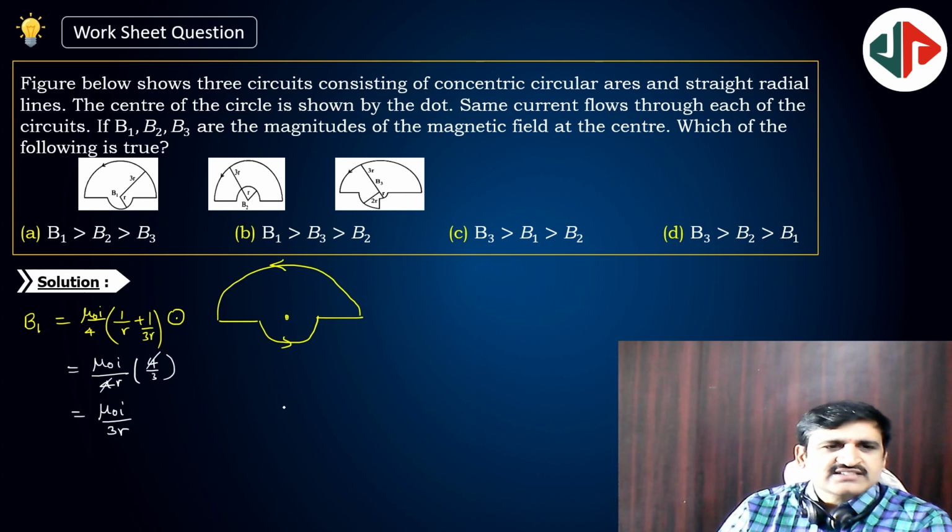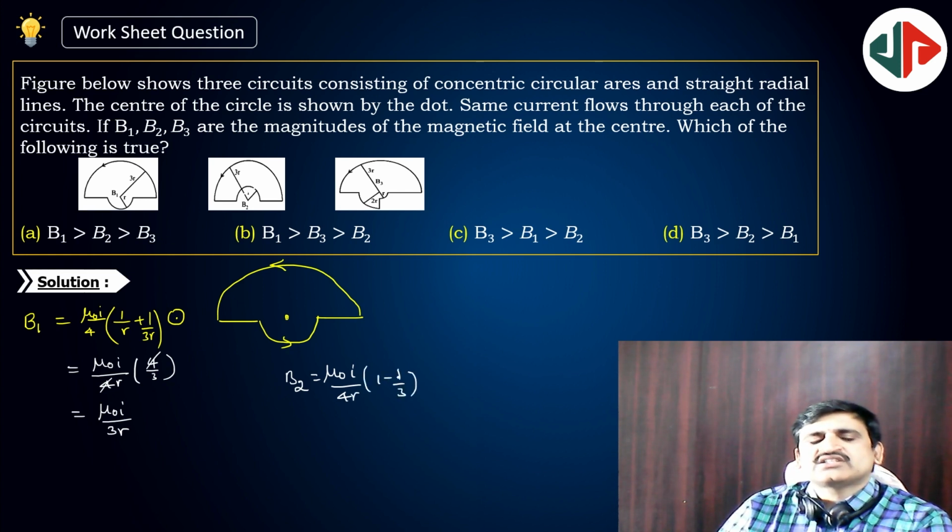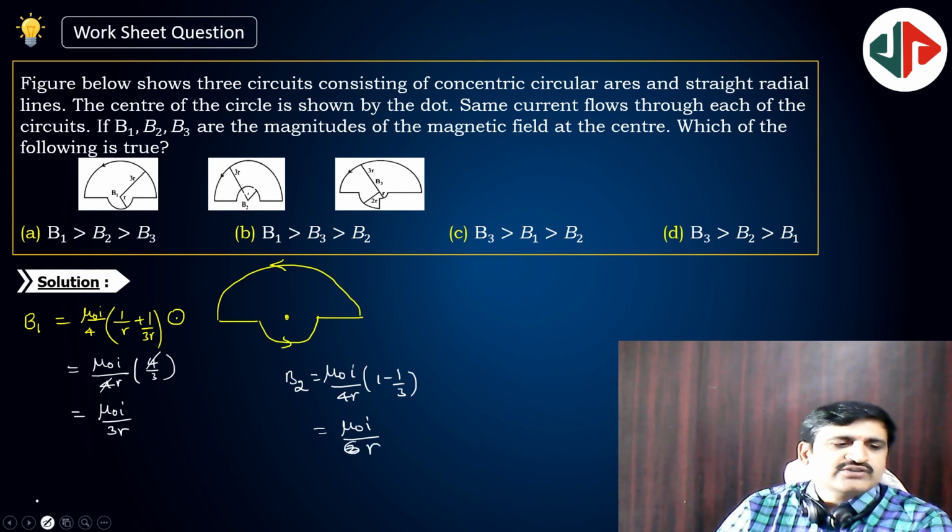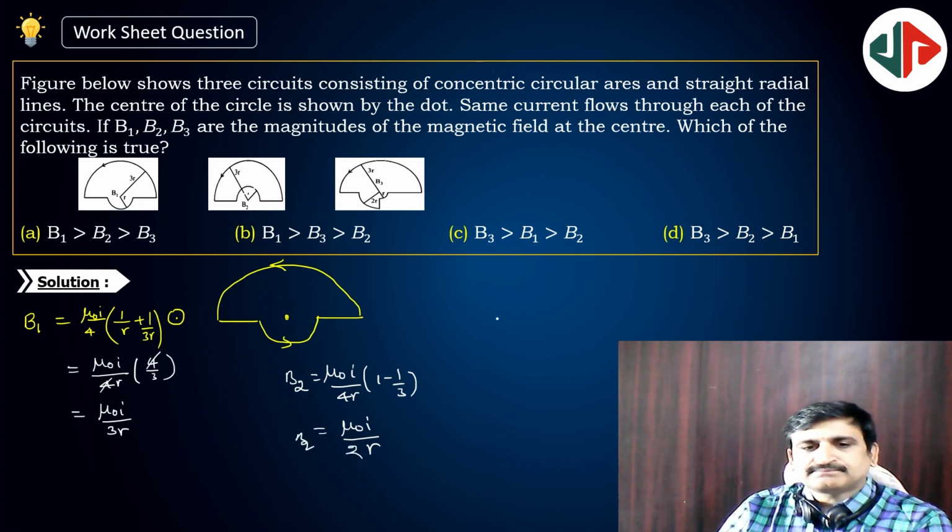Now the second one. In the second one the currents are opposite, so we get a subtraction. B2 is equal to mu naught I by 4r, taking common 1 minus 1 by 3. So 3 ones are 3 minus 1 is 2 by 3. 2 by 3 means it will be mu naught I by 2 3s are 6r, because the 2 in the numerator and this 2 get cancelled. Yeah, this is B2. And what about B3?